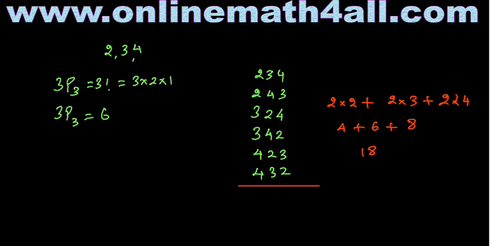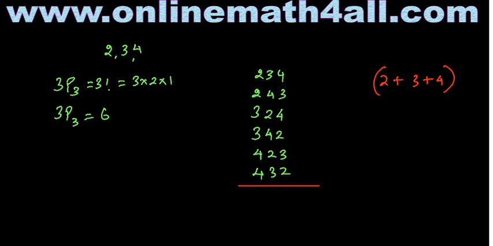And instead of getting sums like this, we can find some other way. Since each digit is repeated twice, first I'm just going to add the given digits 2, 3, 4, and this sum is multiplied by 2. The reason to multiply by 2 is that each digit is repeated twice.